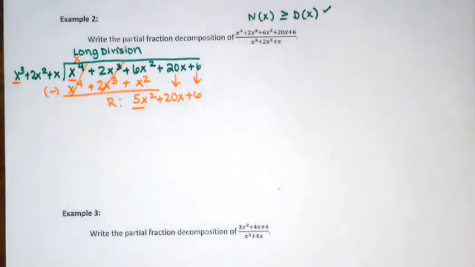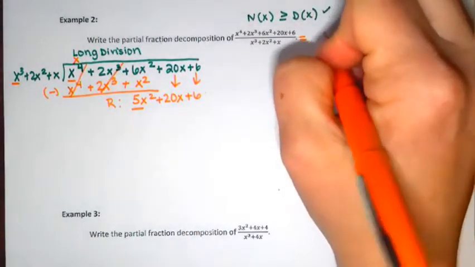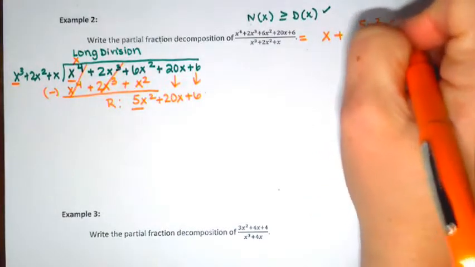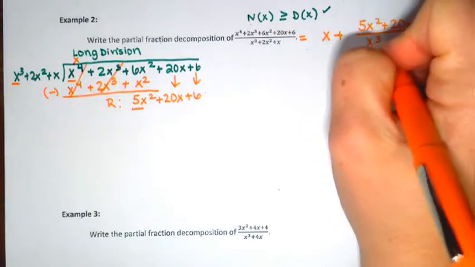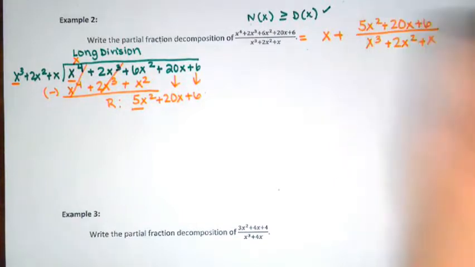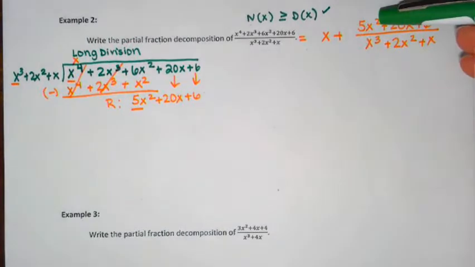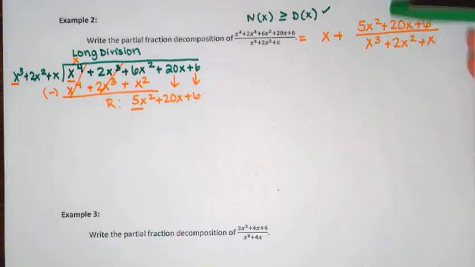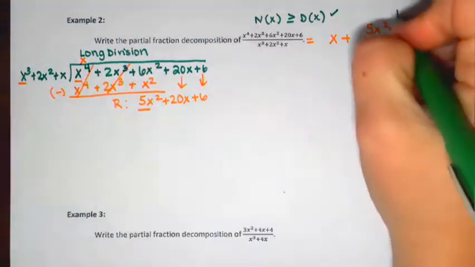You guys okay with that? Okay. So right now, when I divide this, this actually equals x plus 5x squared plus 20x plus 6 divided by x cubed plus 2x squared plus x. Are you guys okay with that? Now, do you guys see how my numerator's exponent is now less than my denominator's exponent? Yes, so that's what we want. So with that, we're going to write the partial fraction from this.